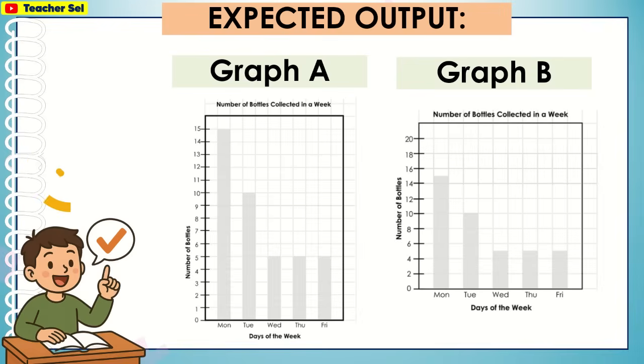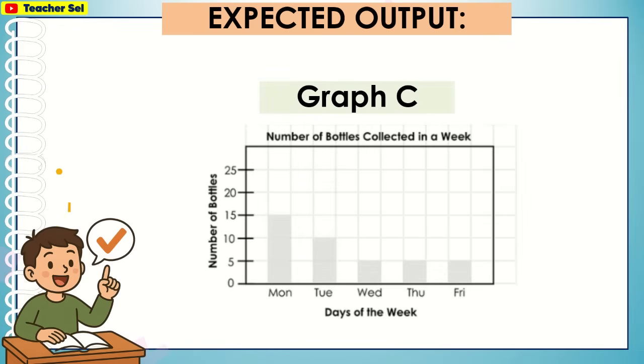Here is the expected output for graph A, graph B, graph C.